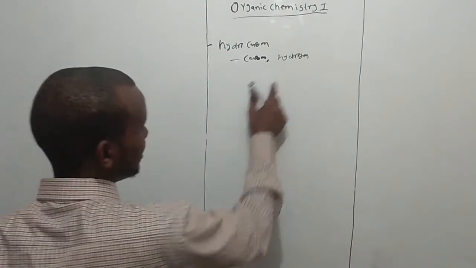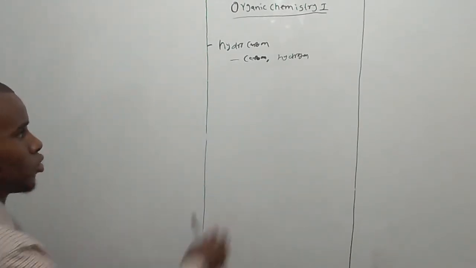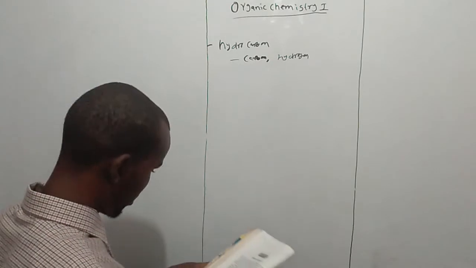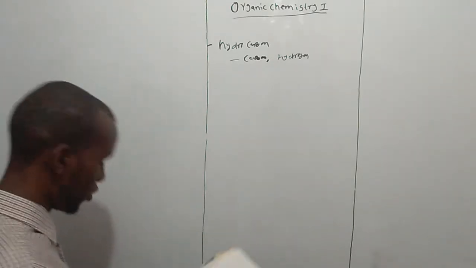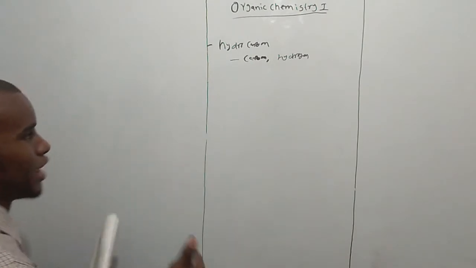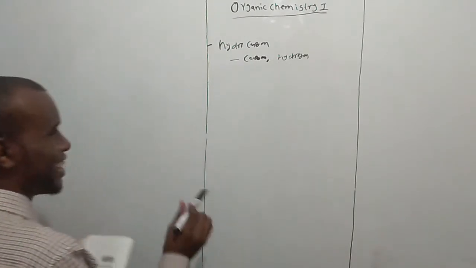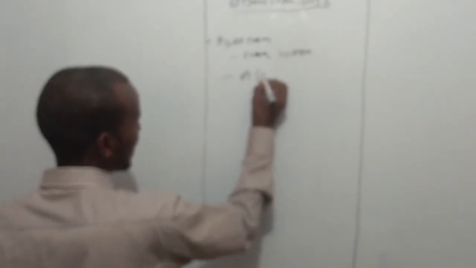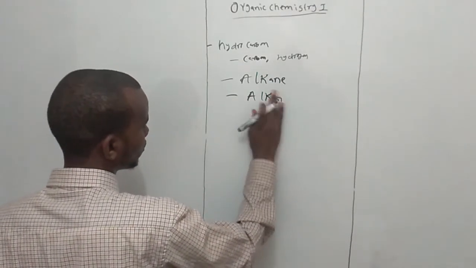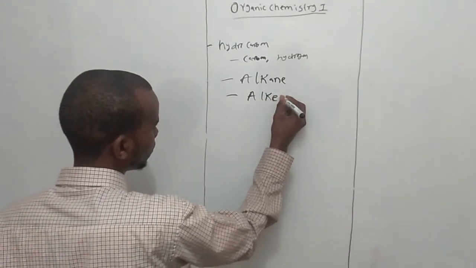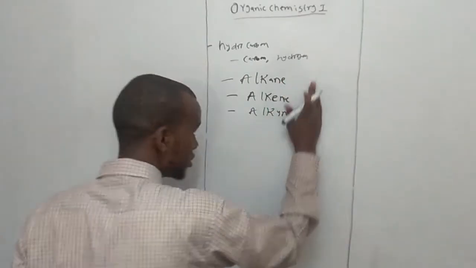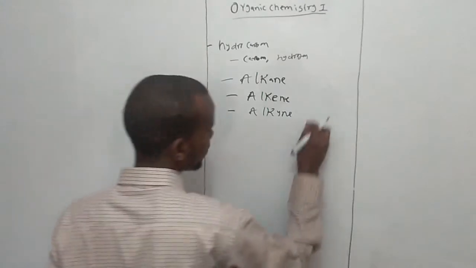In this organic chemistry 1, from the hydrocarbons, they are normally classified into three. Hydrocarbons are classified into 3 groups depending on the type of bond that exists between the carbon atoms. And normally we have the alkane, then alkyne. They are classified into these 3 depending on the type of bond that exists between the carbon atoms.